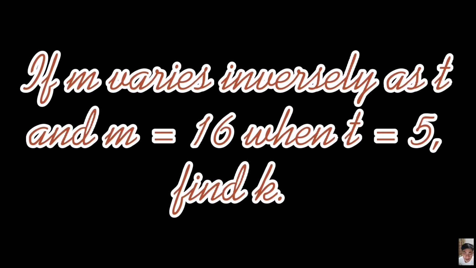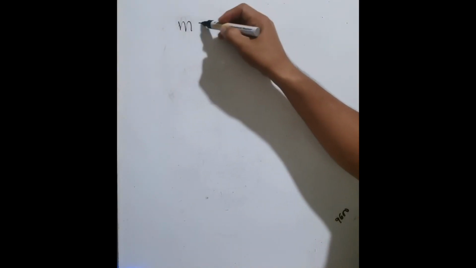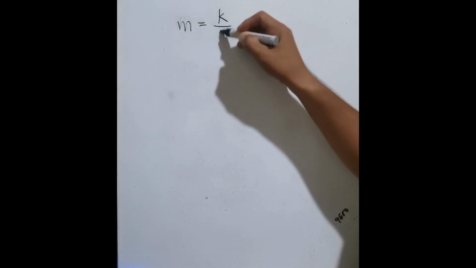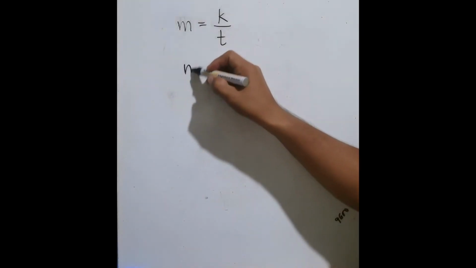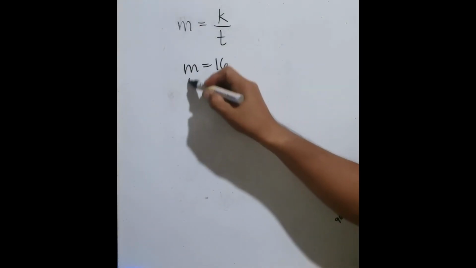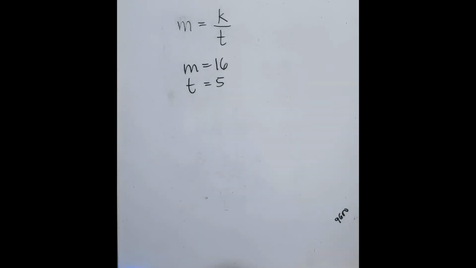If m varies inversely as t and m is 16 when t is 5, find k, or the constant of variation. Now it says there that m varies inversely as t, so we write m equals k divided by t. Excuse me for the roosters. And m is 16 when t is 5. And we are asked to solve for k.